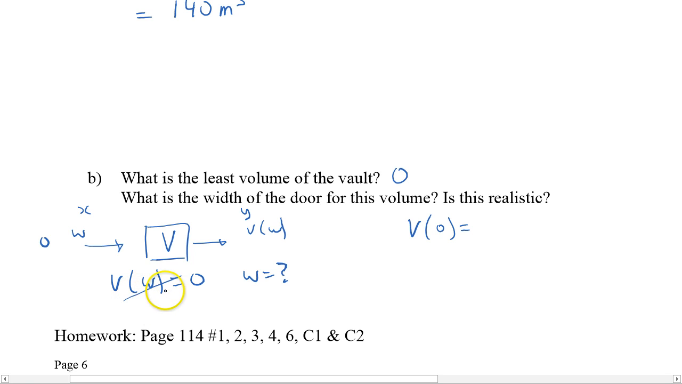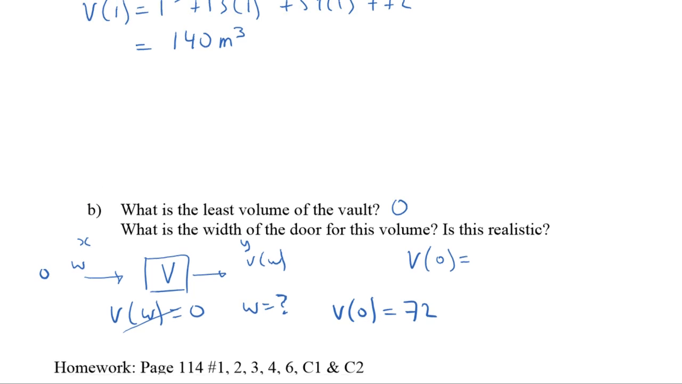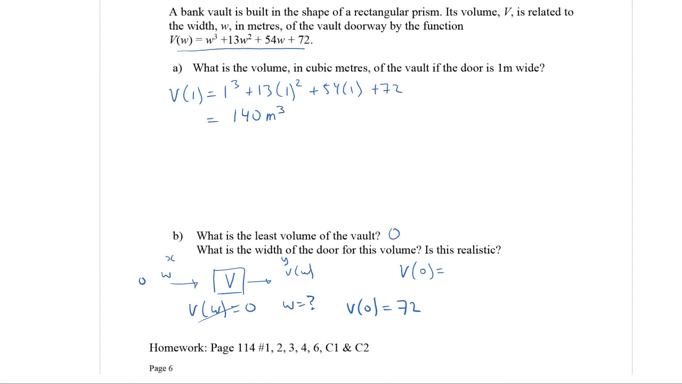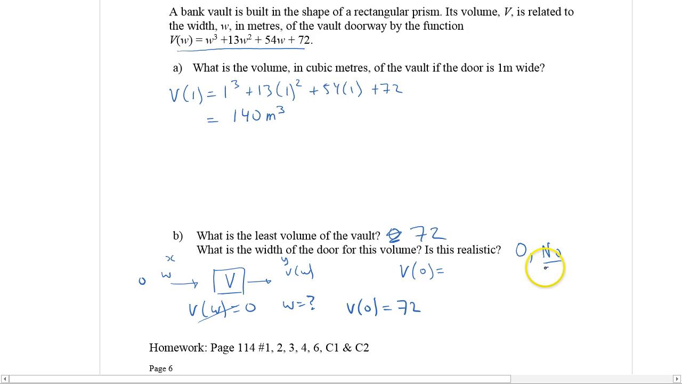So instead of looking at it this way, I'm going to say, what happens if I make the door have a 0 width? Then what comes out is 72, because if I plug a 0 into this function, I'm going to get a 72. So if I make the door 0 meters wide, the volume of the vault, according to that definition, would be 72. So what is the least volume? 72. What is the width of the door for this volume? 0. Is this realistic? No. You really can't have a door that is 0 meters wide.